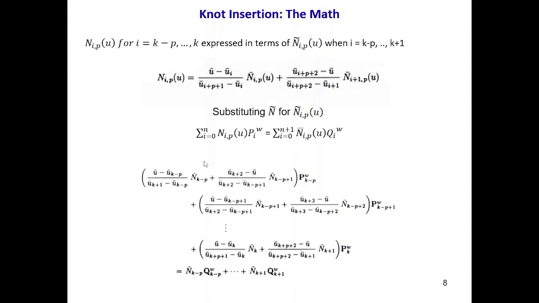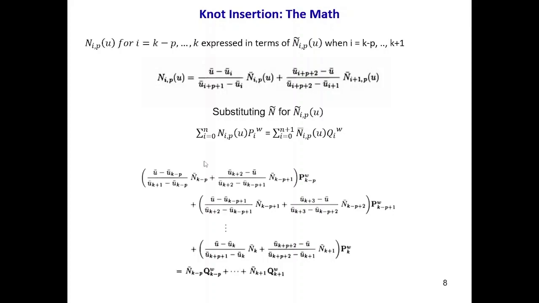So let's get into the math. For N_{i,p}(u) with i equal to k minus p to k, it will be expressed in terms of N bar_{i,p}(u) when i is equal to k minus p to k plus 1. So this is what the below equation represents. Substituting N bar_{i,p}(u), we will get this equation.